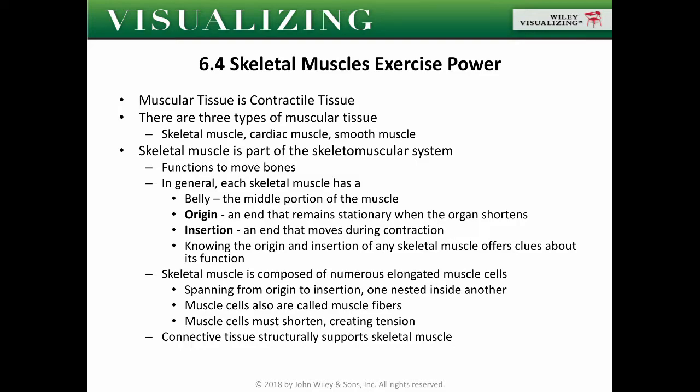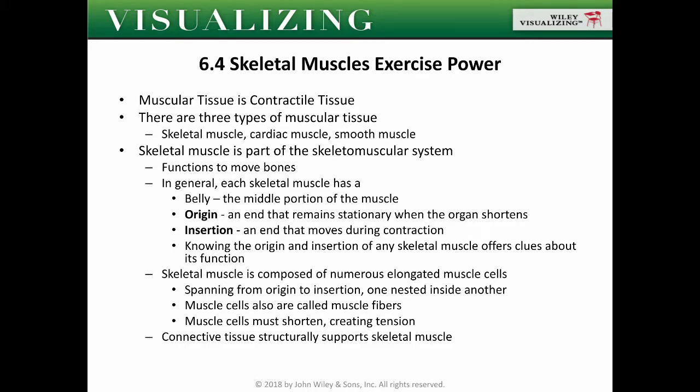Let's say, for example, the biceps. The origin of the biceps is in our shoulder joint region, basically your scapula and the joint of the scapula and the clavicle region. Now when you flex your arm, your shoulder is not moving. What is moving is the lower arm. So the insertion of your biceps is basically the radius and the ulna, the bones of your lower arm. When it contracts, the one that is moving is your lower arm. Knowing the origin and insertion of any skeletal muscle offers clues about its function. In fact, sometimes we name the muscle based on its origin and/or insertion.